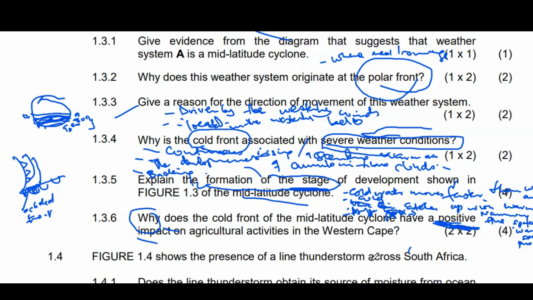We're talking about the cold front. What do we know about the cold front? We know that the cold front, number one, is associated with heavy rainfall. And how will this be important? Heavy rainfall will fill up the dams, that they will use to water the farms in case of a dry period. And if they water the farms, it obviously means that the agricultural activity has got a positive impact.